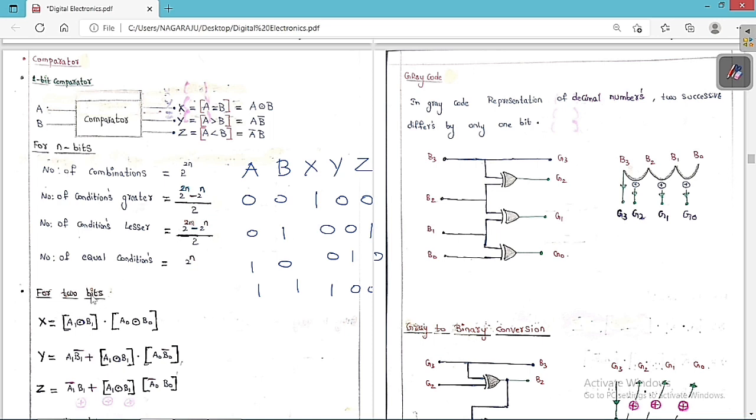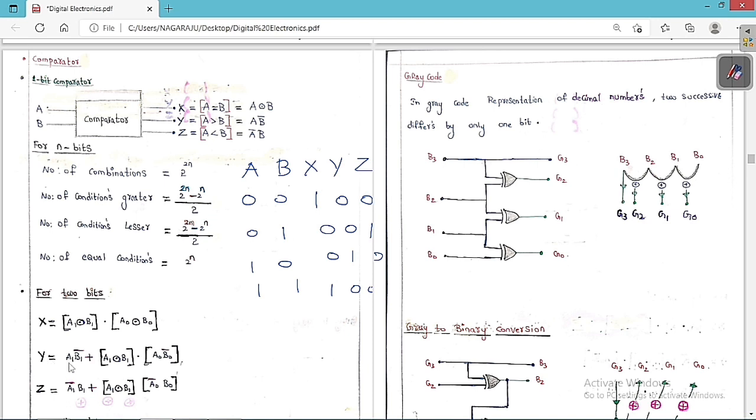See, for 2 bits, suppose A is having 2 bits and B is having 2 bits. Then, see what is the expression of X? X is equal to A1 XNOR B1 into A0 XNOR B0. Whenever this condition is satisfied, then only we are going to get the output as 1. So this is the expression for this one.